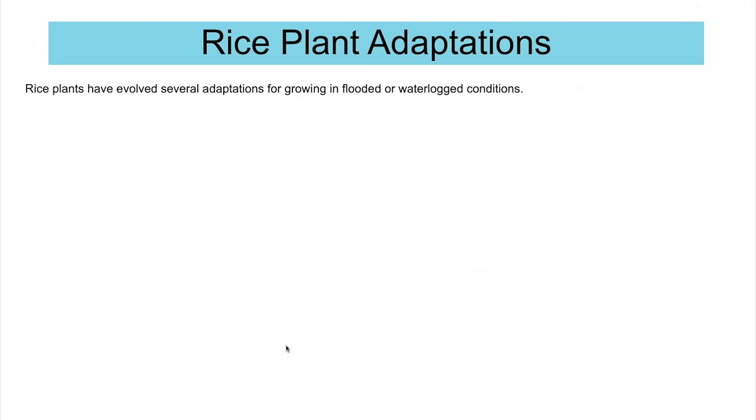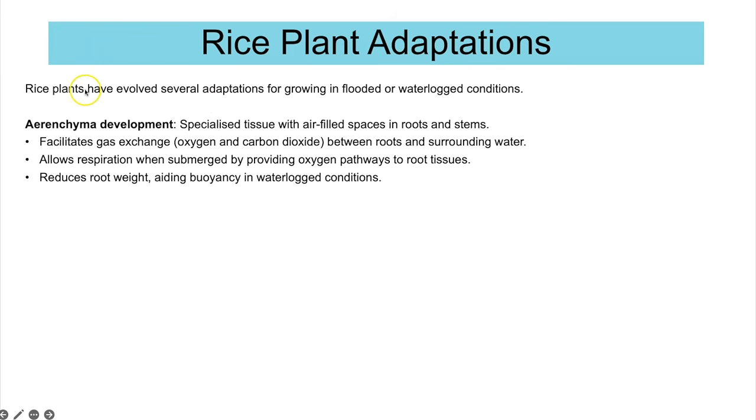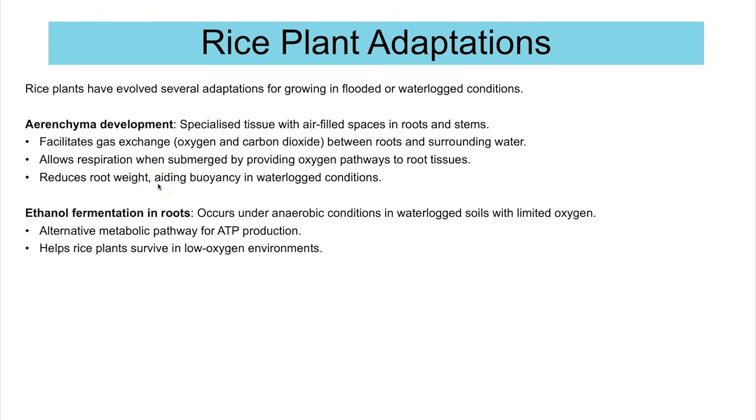So you do need to know this example as well, the rice plant adaptations, because rice plants have evolved several adaptations for growing in flooded or waterlogged conditions. So the aerenchyma development, which is a specialised tissue with air-filled spaces in the roots and stems, this is to facilitate gas exchange, so oxygen and carbon dioxide diffusing in and out between the roots and the surrounding water. It allows respiration when submerged by providing an oxygen pathway to the root tissues, and it reduces root weight, aiding buoyancy in those waterlogged conditions, so it will float.